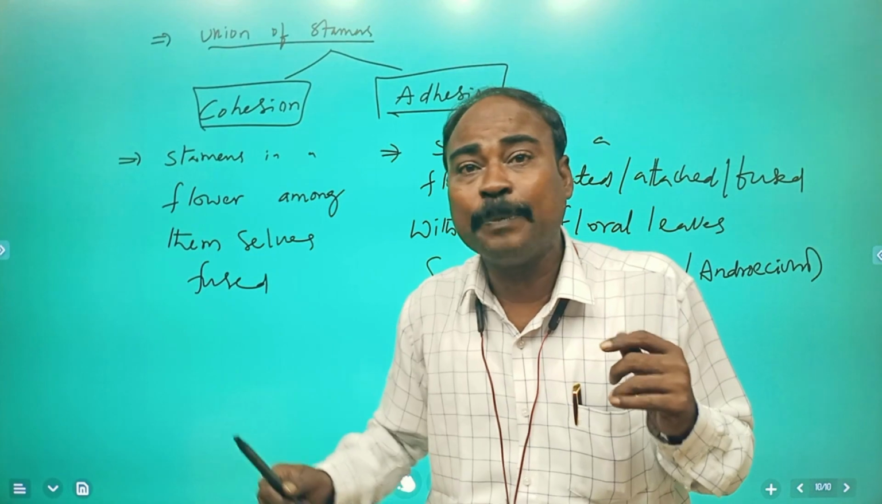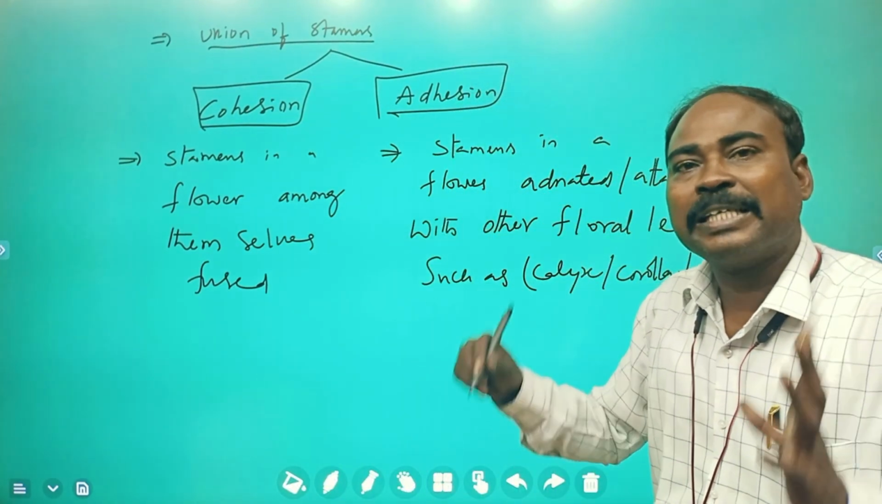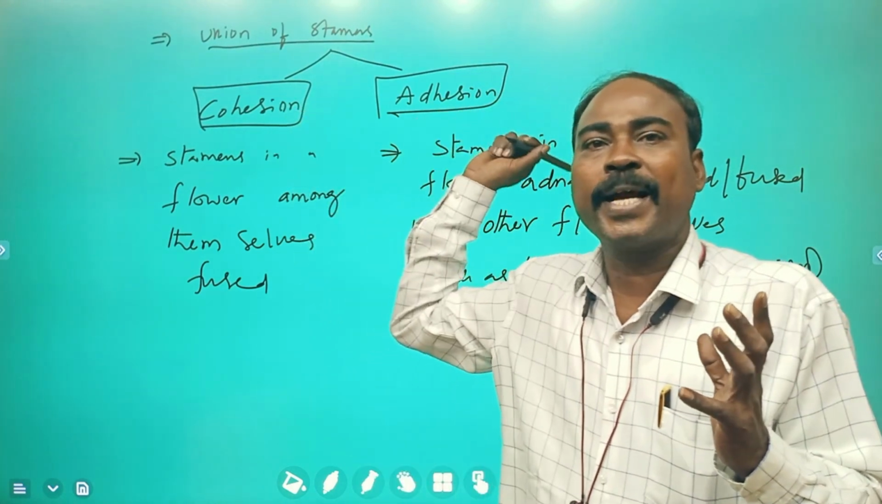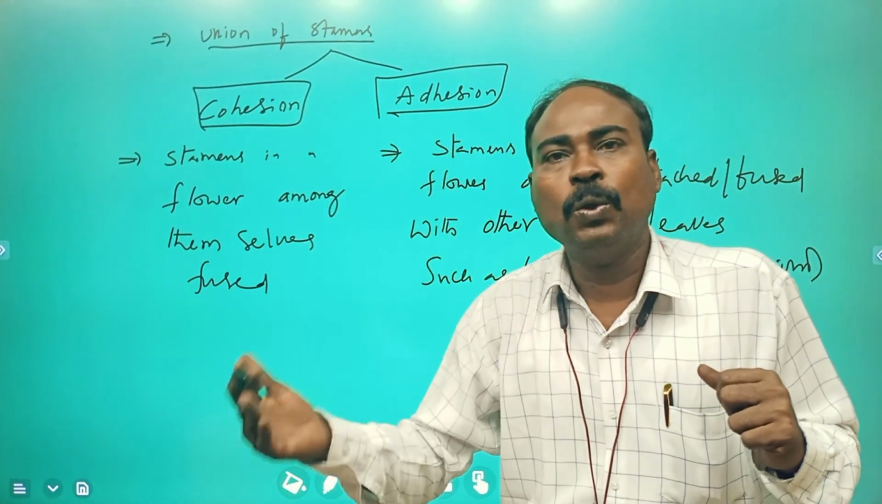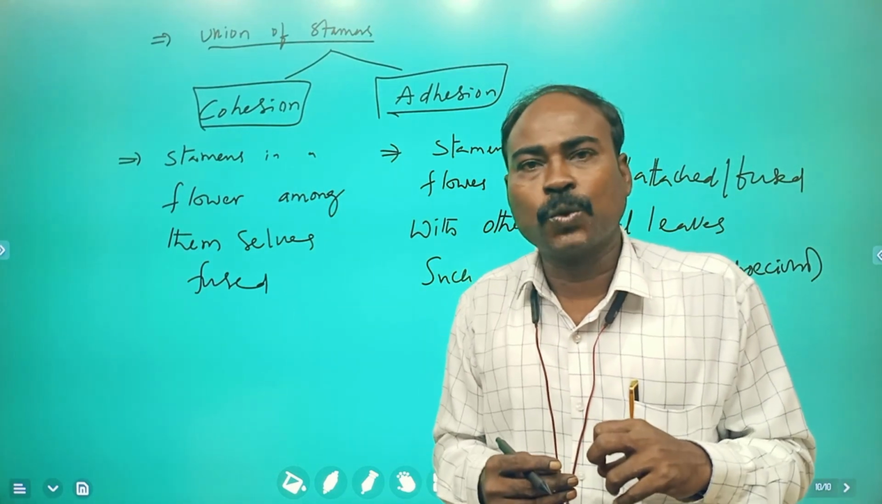About cohesion and its types and about adhesion and its types, we will discuss in the next class. After completion of cohesion and adhesion of stamens, we move to gynoecium, that is the fourth whorl of the flower.